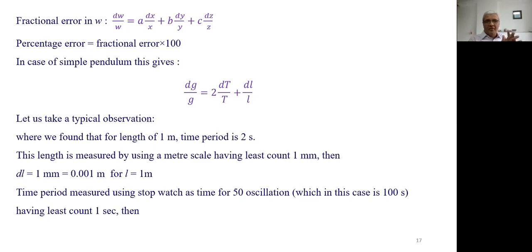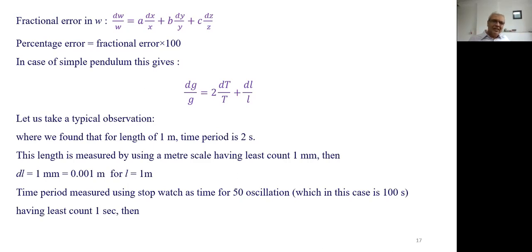And you can see what will happen. Suppose we take 50 oscillations, which in this case will be 100 seconds. So when I make a time measurement of 100 seconds, the error could be at the most 1 second. I could be between 100 plus 0.5 seconds and 100 minus 0.5 seconds, because I won't be able to read what is between the two divisions. The accuracy is 1 second. So since I have measured 100 seconds for 50 oscillations, my error would be 1 second in 100 seconds.